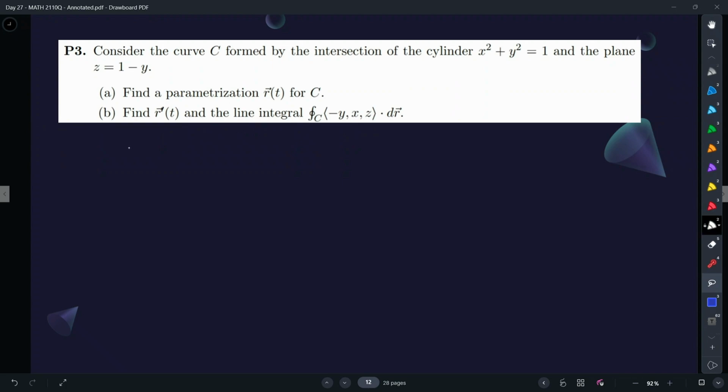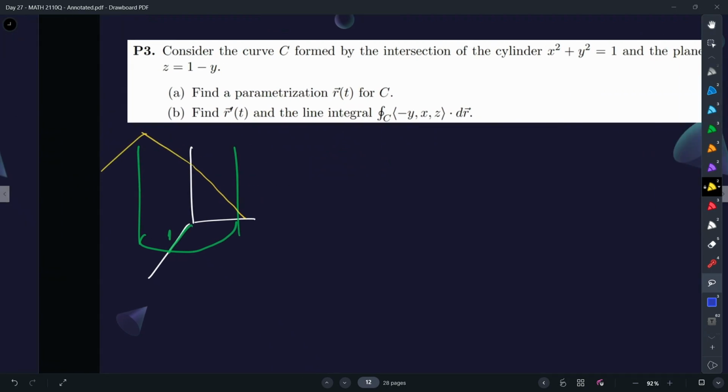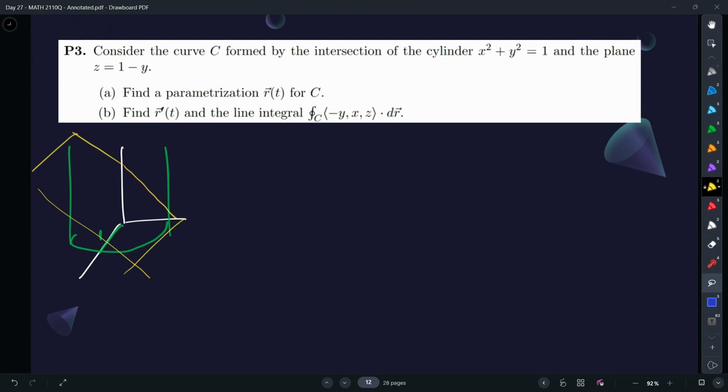So let's figure out what that curve looks like. There is again a cylinder happening here. The cylinder has radius 1. And then we have a plane, z equals 1 minus y. I can draw that line in the yz plane at 0. It looks like this.